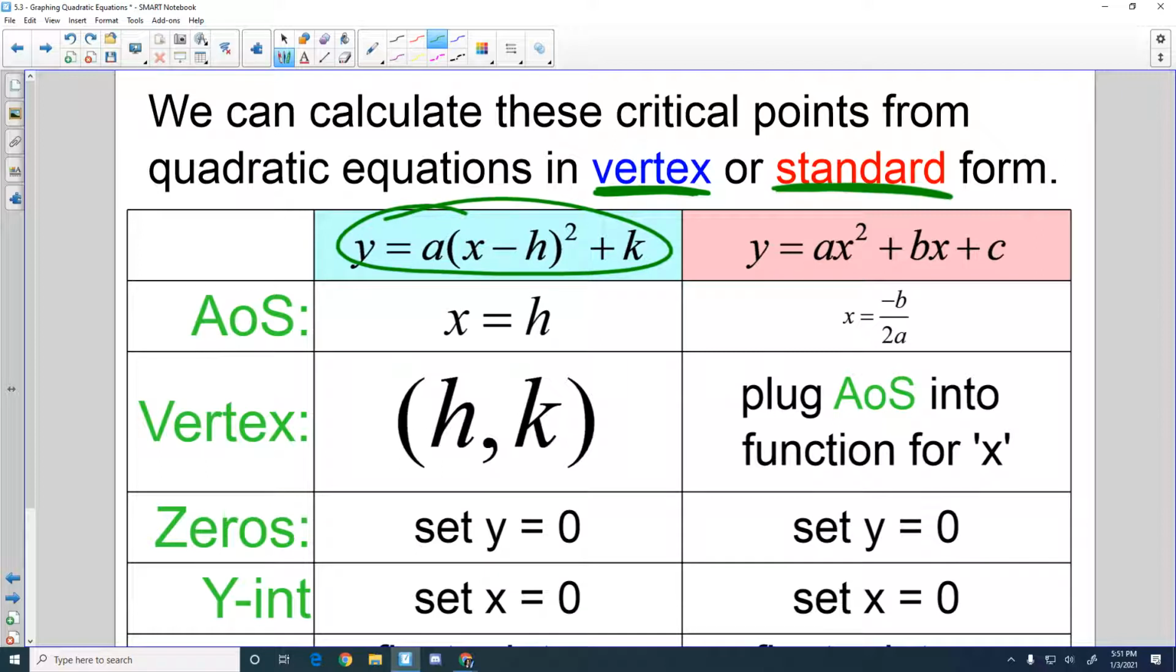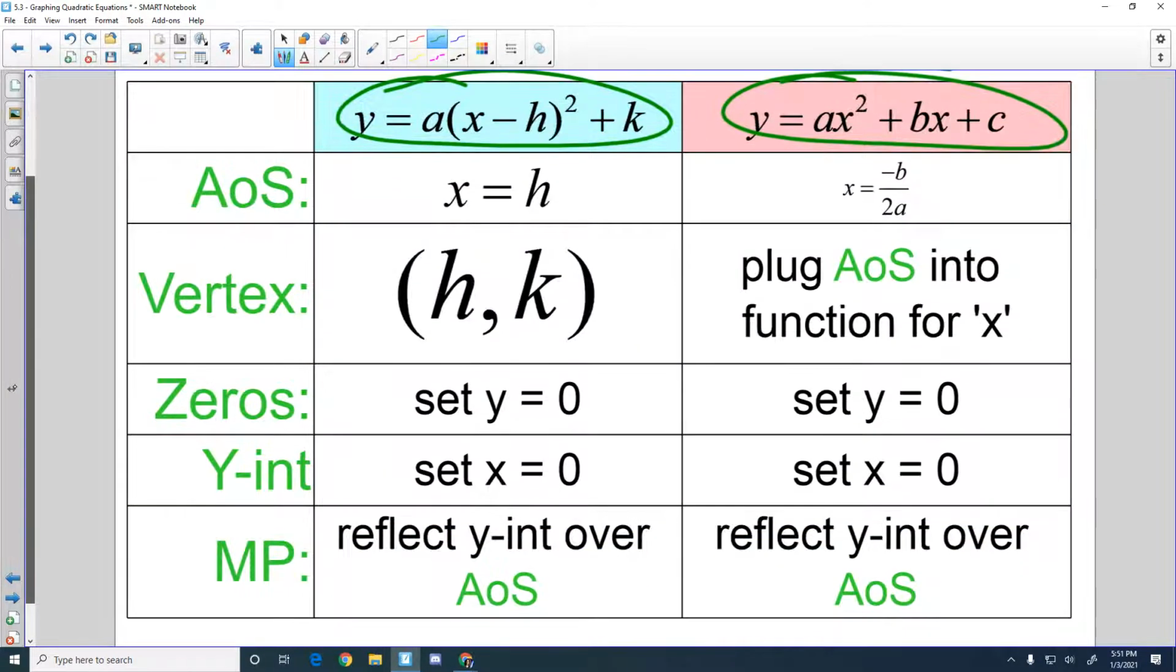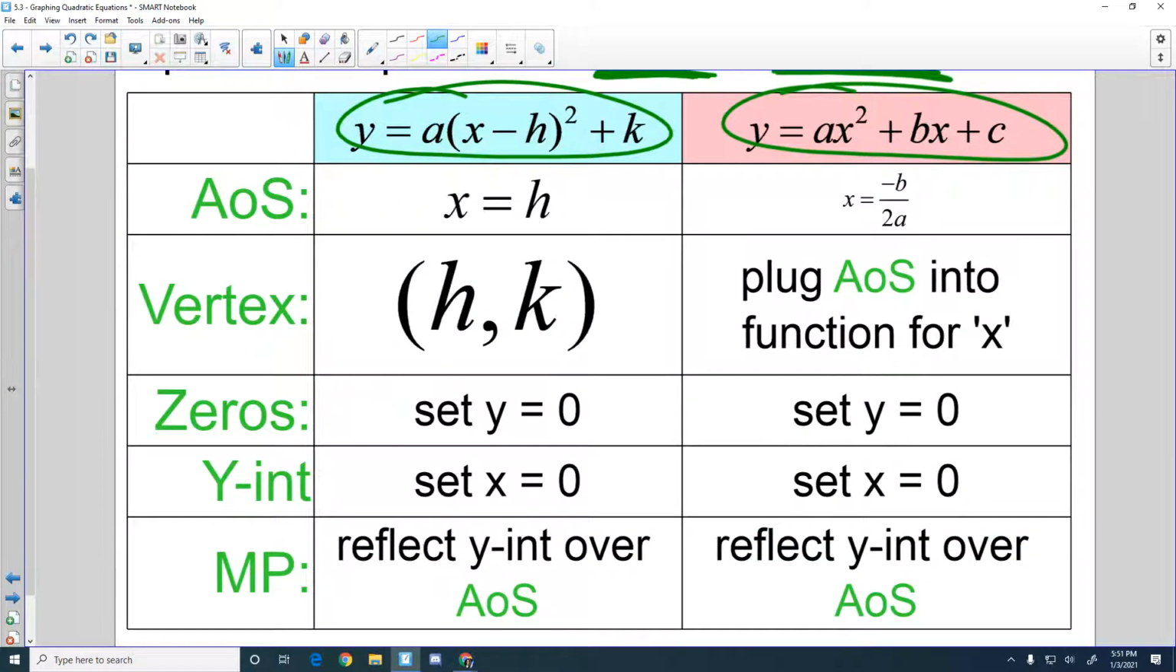And so I've got them kind of matched up. Vertex form is in blue on the left, standard form is in red. Over here, that's standard form, ax squared plus bx plus c. We use that form when we are factoring, or when we use the quadratic equation. Based on which form you're given, you're going to calculate the 5 critical points in different ways. So I've got this nice little table for you. I suggest pausing the video and copying this down in your notebook.